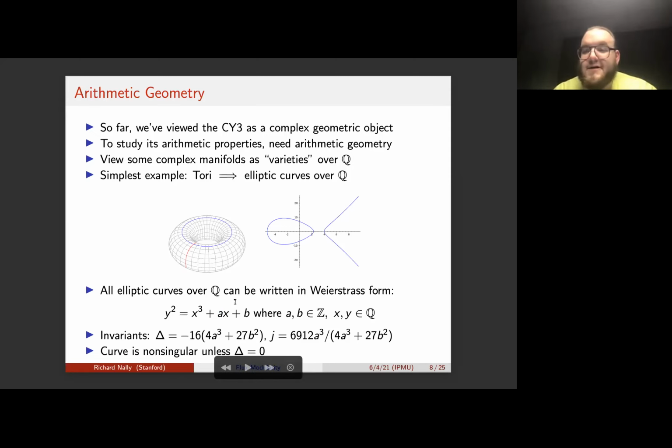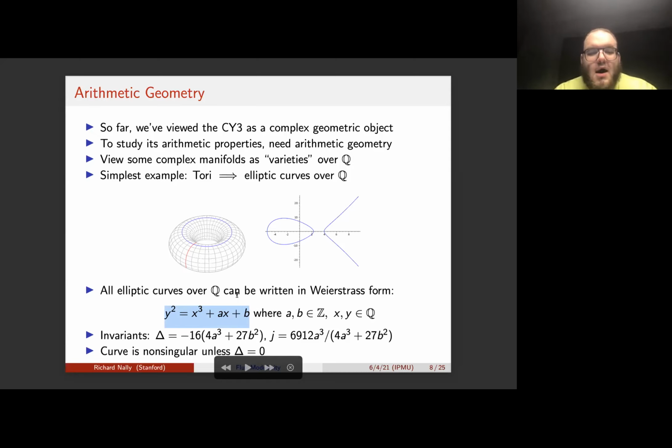Now, by a change of variables, we can clear the denominators of a and b. So we'll usually just take a and b to be integers, and then we'll be interested in elliptic curves of this type. Y squared is equal to x cubed plus ax plus b, where a and b are integers. Unfortunately, I'll probably in a couple slides go from calling these coefficients a and b to f and g, but in f and g, it would be y squared is equal to x cubed plus fx plus g.